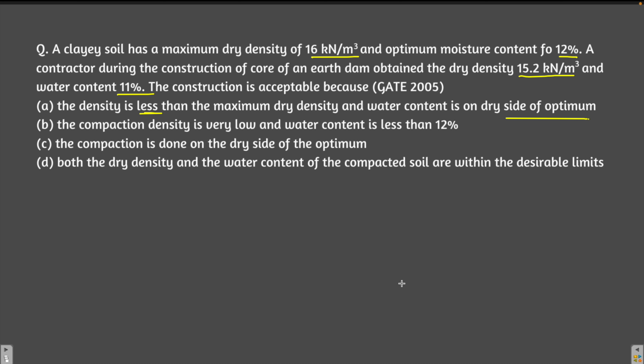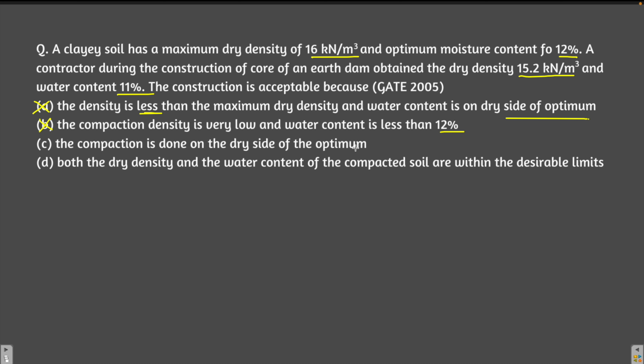The second statement is the compaction density is very low and the water content is less than 12%. So compaction density is not very low. Maximum was 16 and the contractor has achieved 15.2. So it is not very low. So the second statement is also not true. The third is the compaction is done on the dry side of the optimum. Now in the question, it is nowhere written whether the compaction is done on the dry side of the optimum or the wet side of the optimum. This data is not given in the question. So this option is also gone.